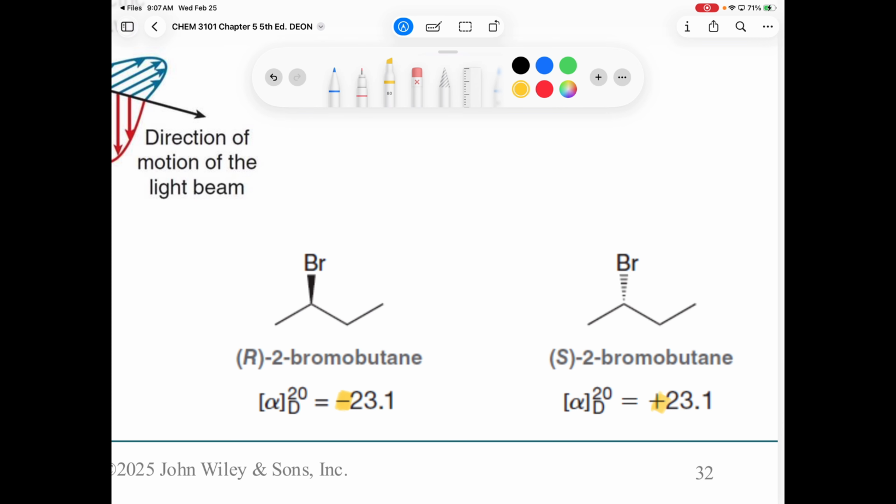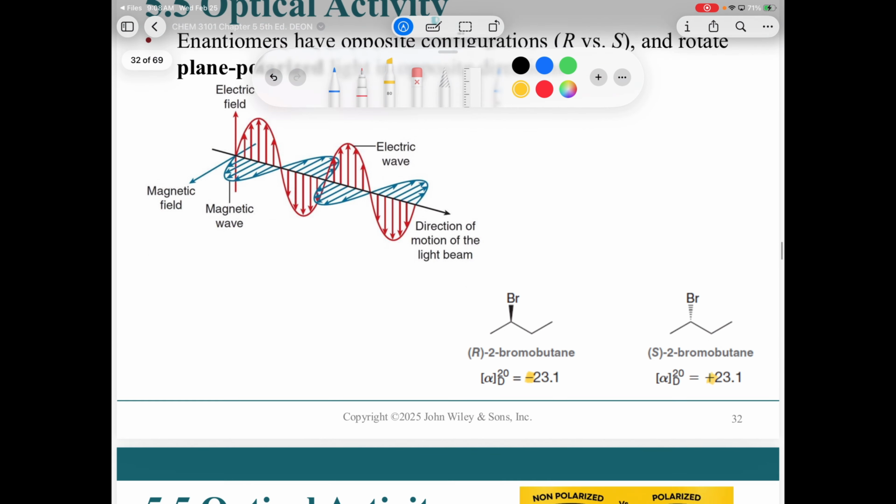Now, before you get too excited, because I remember when I was a student, I thought this is going to be awesome, because R is going to be positive, S is going to be negative, I thought there'd be some correlation. Sorry, there's no correlation whatsoever between whether it's positive or negative and R or S. The only way to know is to put on a lab coat and safety glasses, go into the lab and measure it. There's no way to know otherwise. But the way we differentiate between enantiomers is the way they rotate what's called plane polarized light.